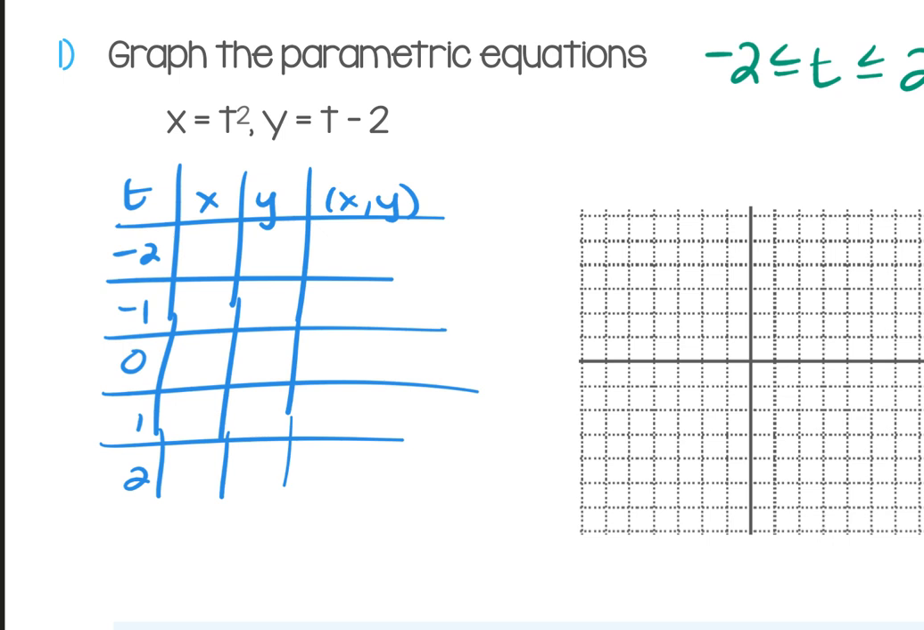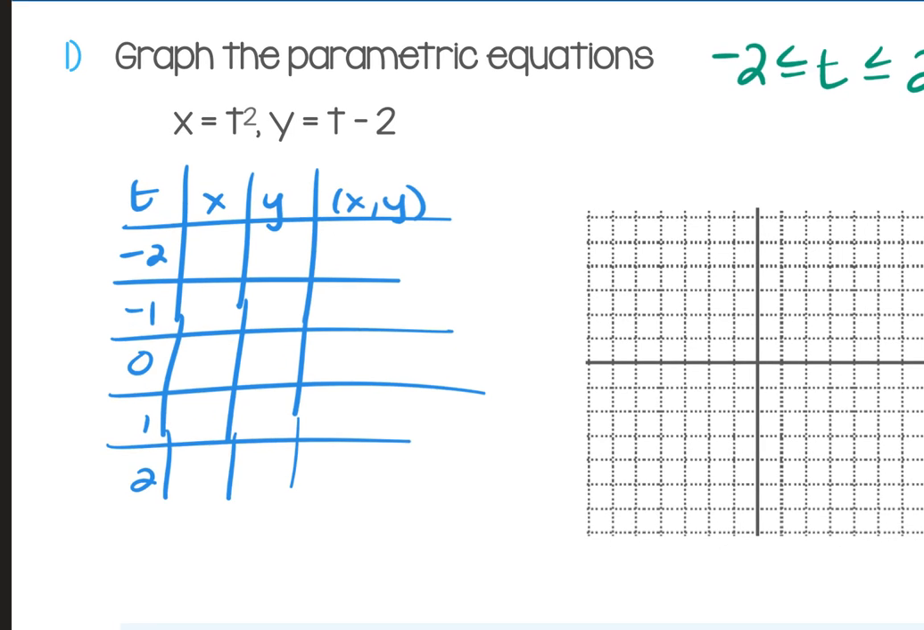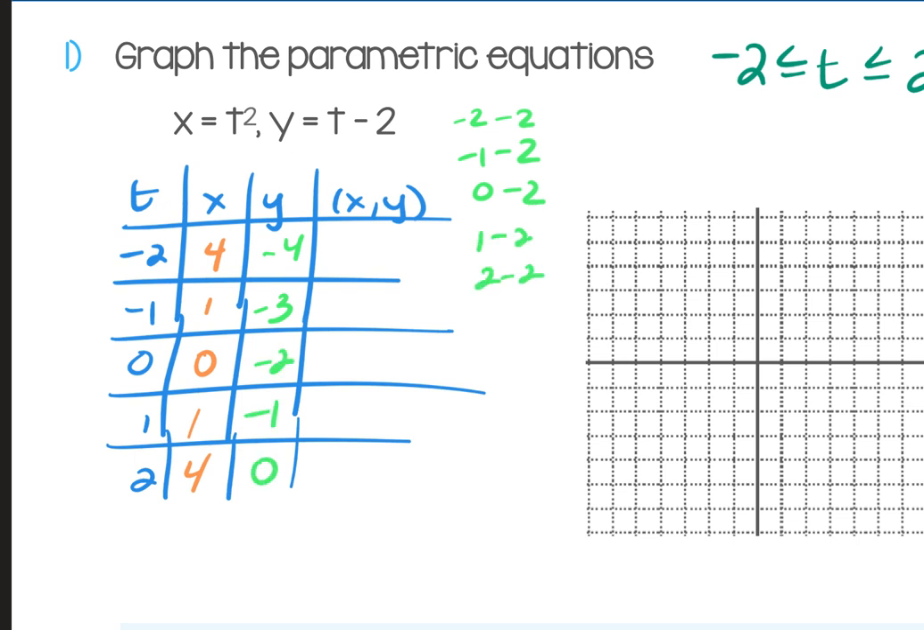So if I plug in the -2 into the x, -2 squared is 4, -1 squared is 1, 0 squared is 0, 1 squared is 1, and 2 squared is 4. And then I plug it in for y. So I get -2 minus 2, which is -4. -1 minus 2, -3. 0 minus 2, -2. 1 minus 2, -1. And 2 minus 2, which is 0.